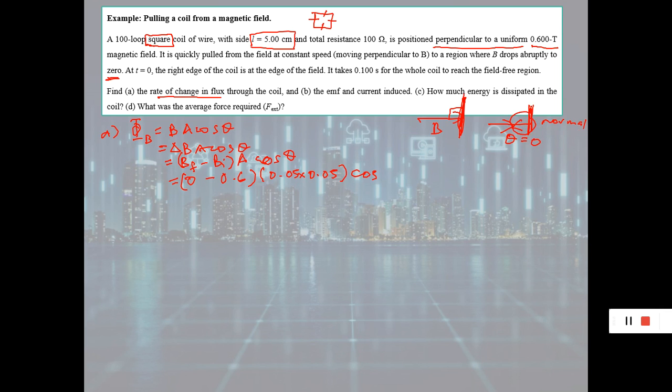Okay, the normal of the surface area. So theta is close to 0, so this one is cos 0. Right? So you can get the flux here, in Weber.